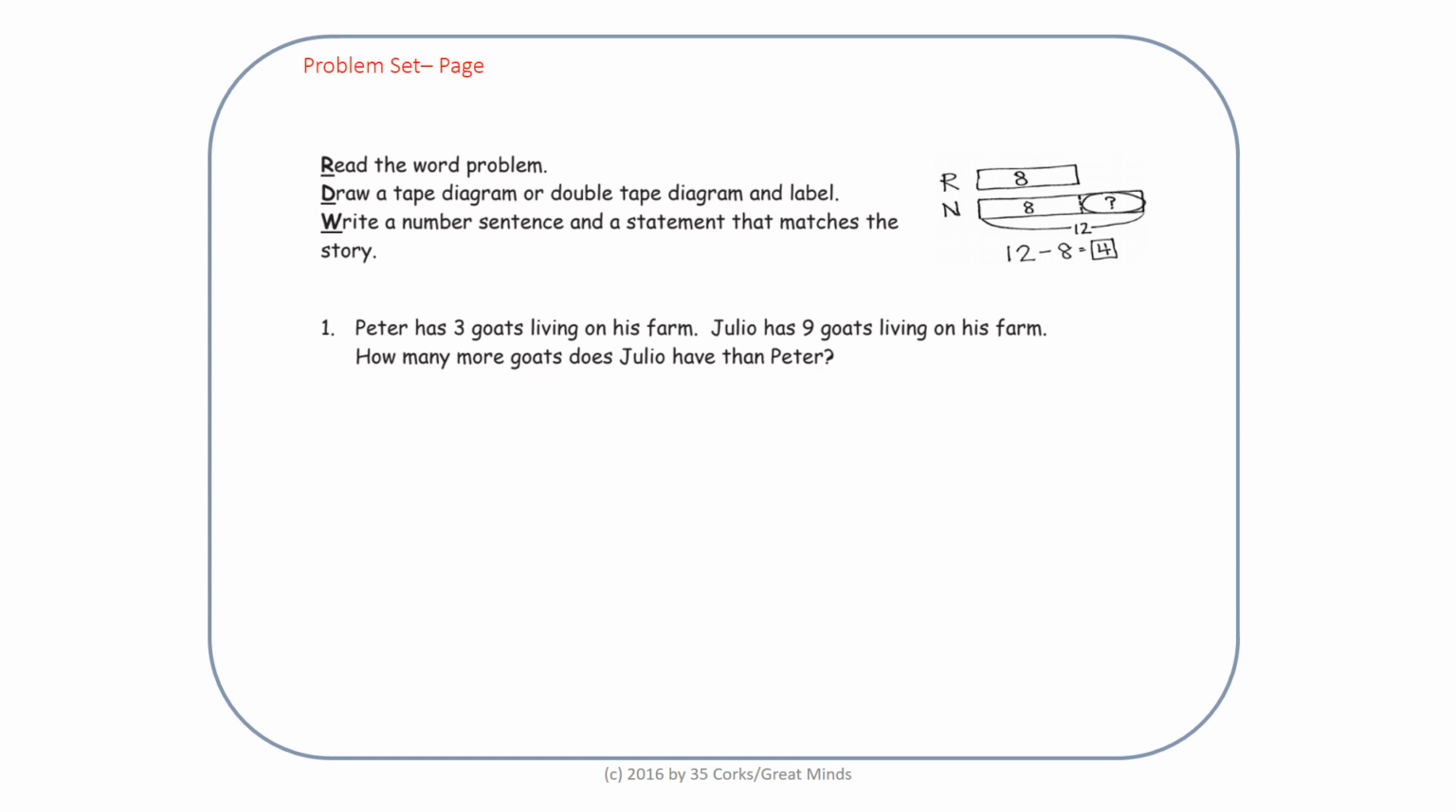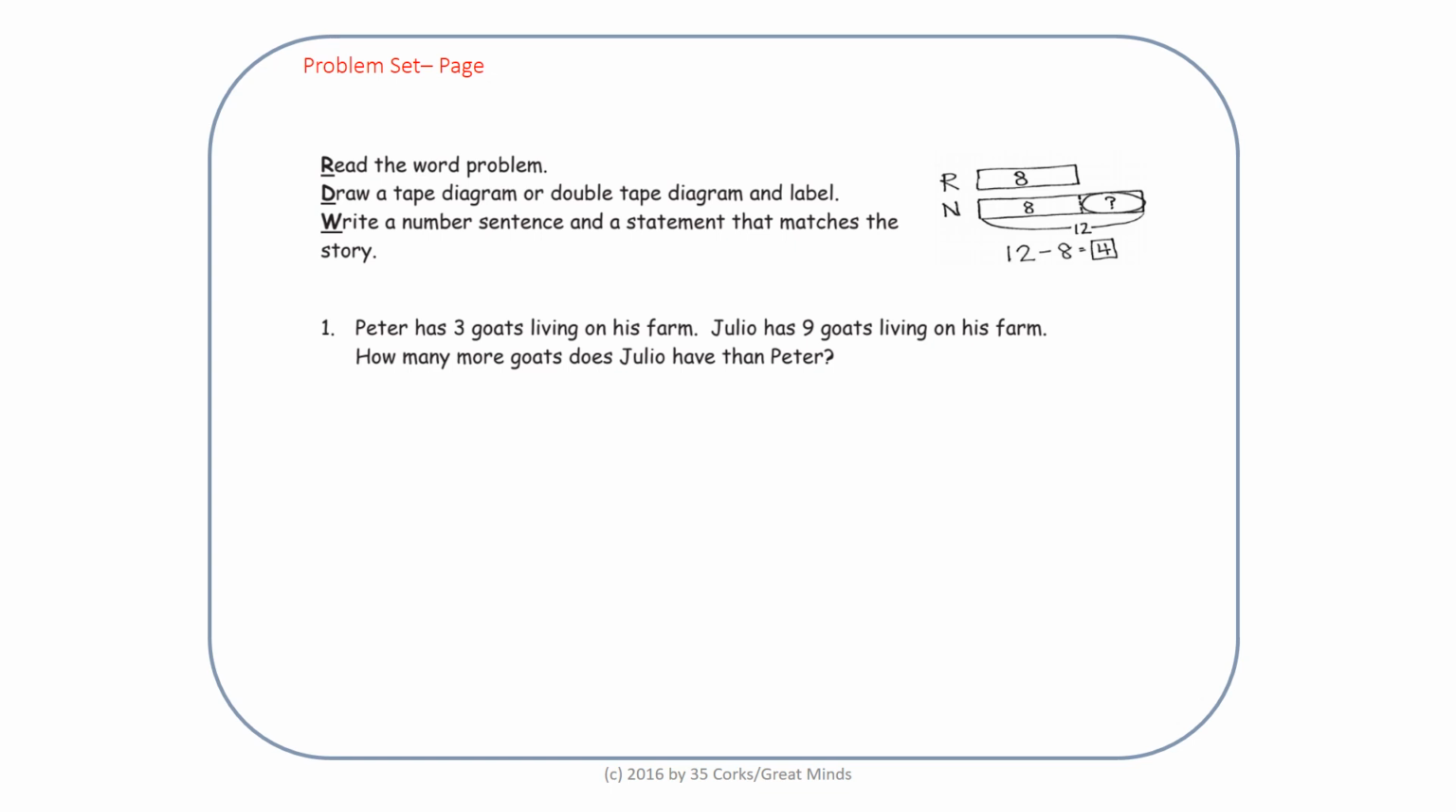Now it's your turn to show me what you know. When we do tape diagrams, we read the word problem, we draw a tape diagram or double tape diagram and label, we write a number sentence and a statement that matches the story, RDW. Next to that, you can see an example of a double tape diagram, which is what we just did today. It's a very easy way to solve. So I want you to try your best to use a double tape diagram, but if you think a tape diagram is easier for you, that is just fine as well.